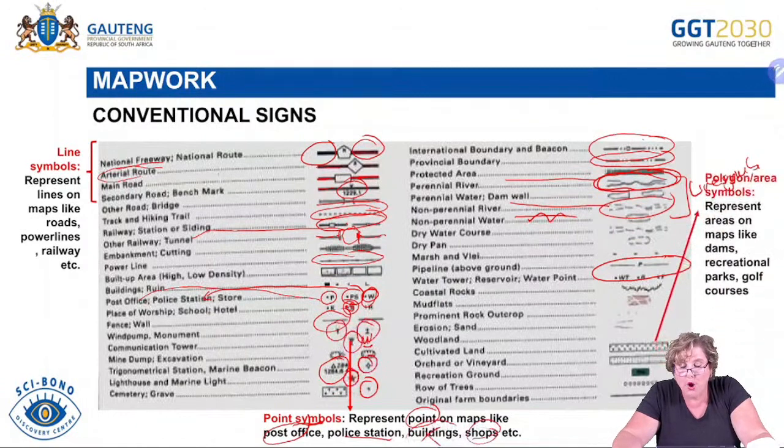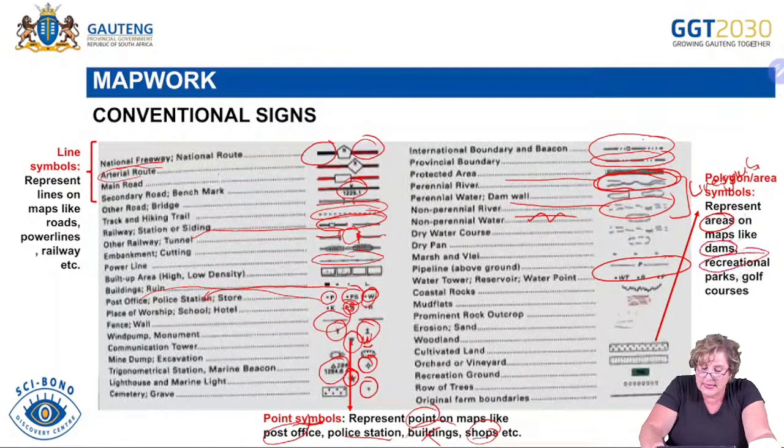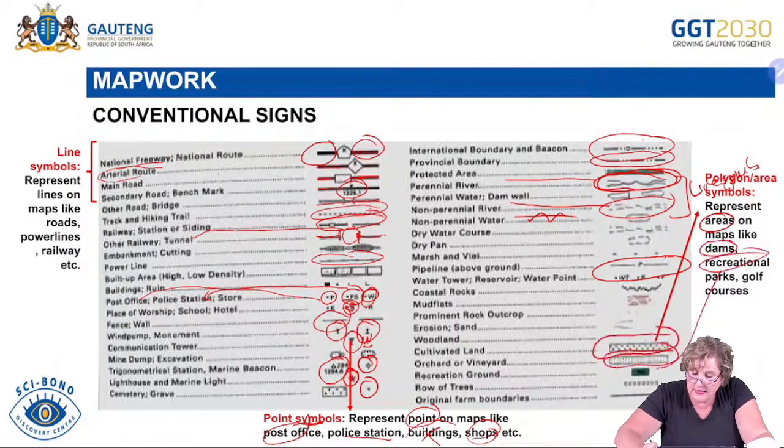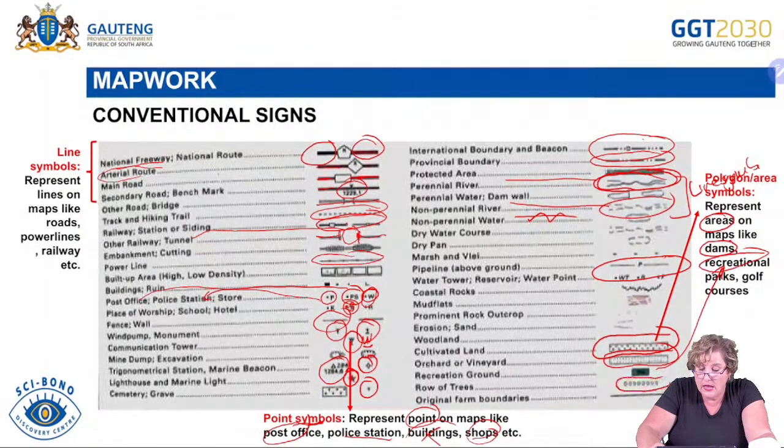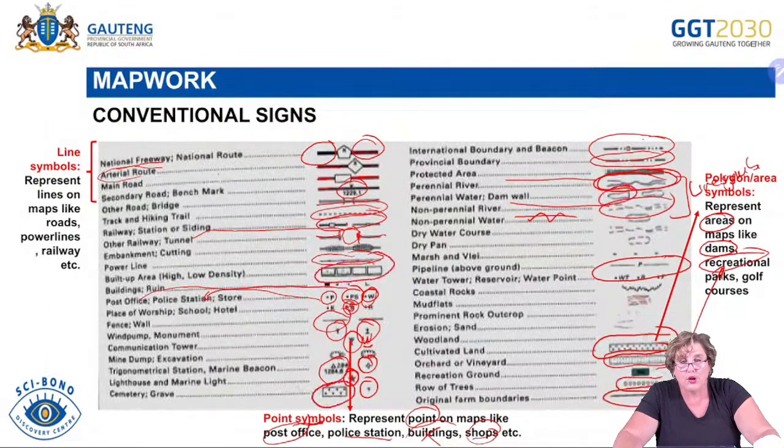Then we come to polygon. Polygon symbols are also area symbols. It indicates, for example, a dam or a recreation park or a golf course. In this case, a cultivated land, an orchard and a vineyard. There's the recreation park. Or, by the way, a row of trees is also a line symbol, and the farm boundaries as well. These that cover areas. There's the dam. This is a built-up area, which is also a polygon. A cemetery is also a polygon. A symbol on the map that indicates a specific area is referred to as a polygon.